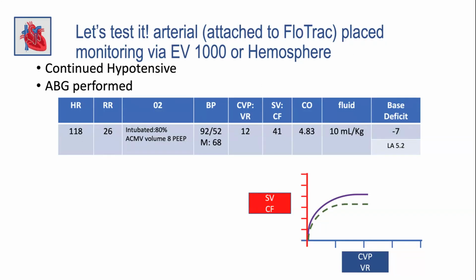Stroke volume has gone up. Cardiac output has gone up. And now I'm adding in her base deficit here, which is now -7, and her lactic acid level is 5.2. Are you happy? Yes. Is she improving? She's improving. Are you satisfied that you've gotten to the end? No. No, okay, you're happy that she's improving.